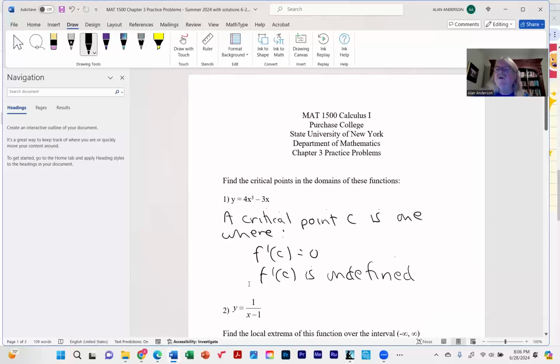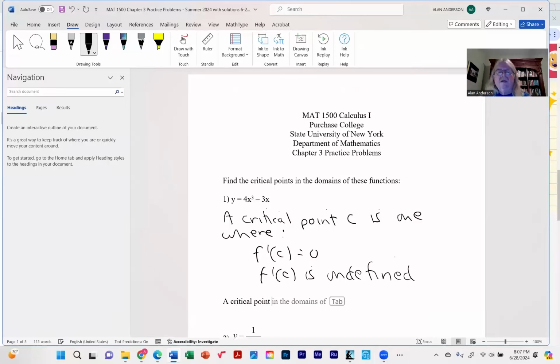Okay, there's one thing though that I just want to mention here. A critical point must be in the domain of the function. In other words, these rules are true, but only if the point that we find is in the actual domain of the function. If not, then it doesn't count as a critical point. So we're only focusing our attention on points where, within the domain of that function, the first derivative at that point is either 0 or undefined.